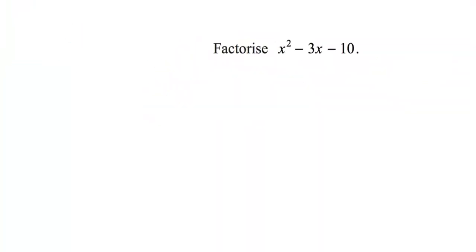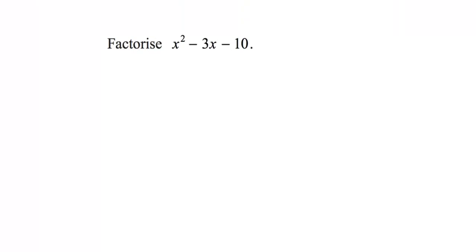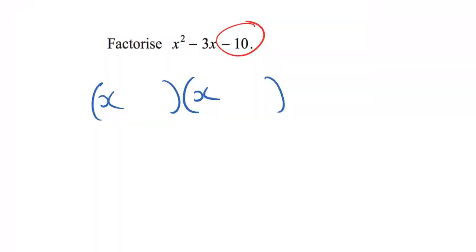Let's try another one. Okay, so this time we've got the same situation. We're factorizing. We've just got an x squared, so we can jump straight into this part. All we've got to do is think about what two numbers multiply to make minus 10 and add to make minus 3. Now, if you're struggling to think of those two numbers, start thinking about the numbers that multiply to make minus 10. So 10 could only be really 1 and 10 and 2 and 5. So it's some combination. One of them's got to be negative. One's got to be positive. It's the only way we're going to make a negative.